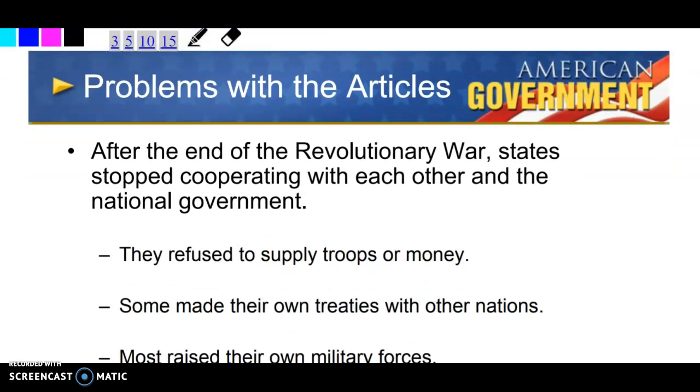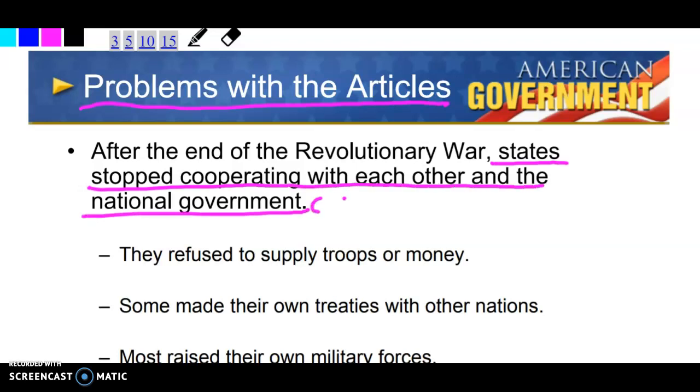This is going to discuss now the problems with the Articles. So that's your new heading, problems with the Articles. After the end of the Revolutionary War, states stopped cooperating. The states stopped cooperating with each other and with the national government, being Congress. After the war was over, the states kind of felt like, hey, we don't have to work together. We don't have to agree to do this stuff anymore because we're no longer in the war.